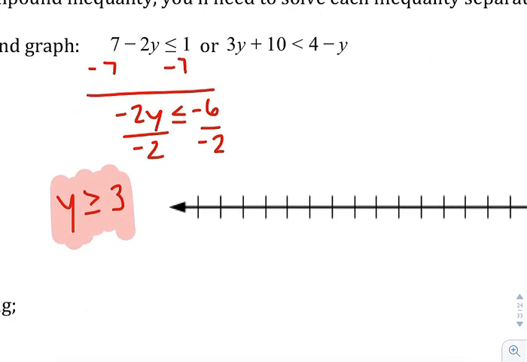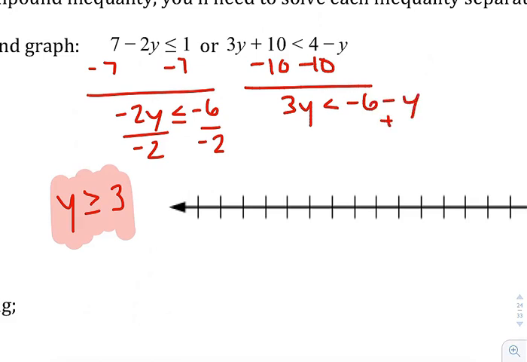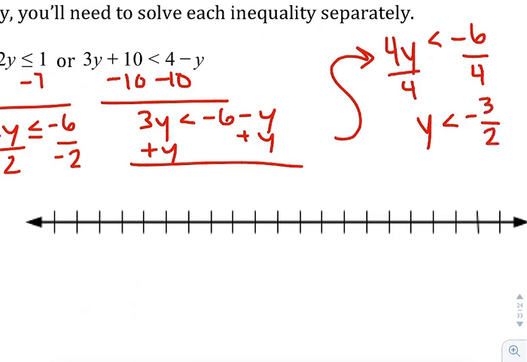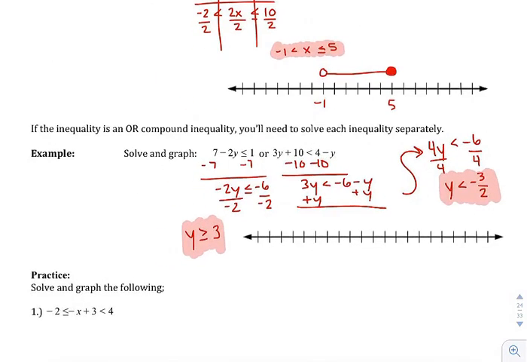The second one, subtract 10. We get 3y is less than negative 6 minus y. Add y, and we get 4y is less than negative 6. Divide by 4. So y is less than negative 3/2, which reduces to negative 1 and 1/2. So less than negative 3/2, greater than positive 3.